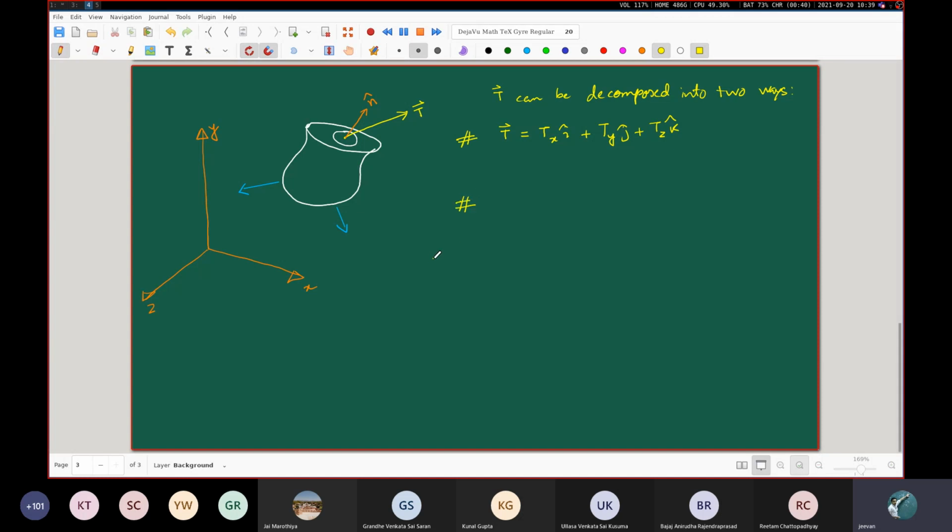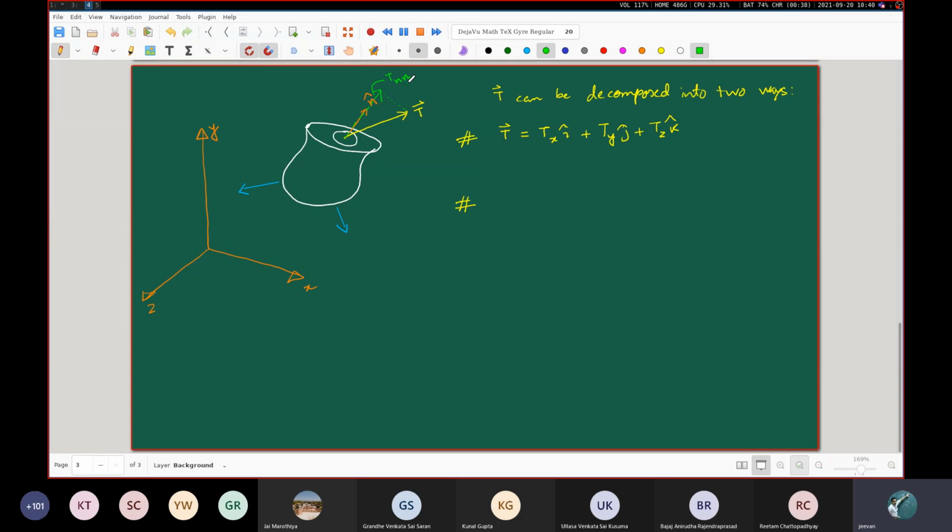The other way is that we decompose the traction vector into a component which is not along any of these X, Y, Z, rather it is along this n hat. So this n hat is along some arbitrary direction. We just choose to take the component of this traction vector along the n hat. So it's something like this, here. So this we call the TNN.